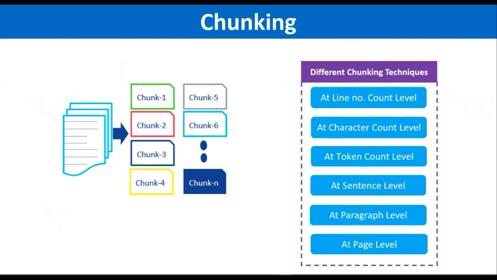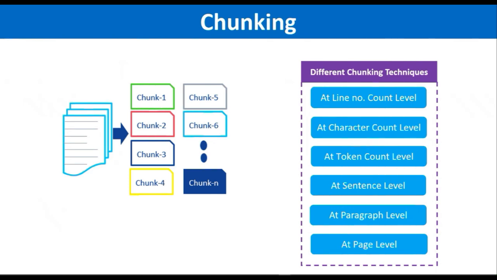So to answer what is chunking: chunking involves splitting a document into smaller sections. These chunks are independent units that can be processed and retrieved separately. The diagram on the left side illustrates this process. Here a document is divided into multiple chunks like chunk 1, chunk 2, and so on. On the right side, we see a list of chunking techniques.